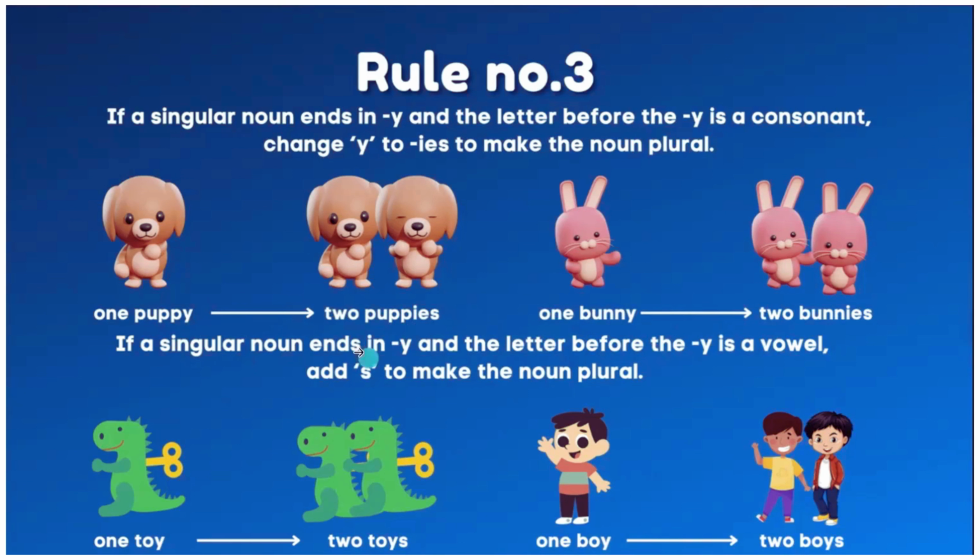Likewise, if a singular noun ends in y and the letter before y is a vowel, then we need to add simply s to make it plural. For example, one toy, two toys. The letter before y is a vowel, so we are simply adding s to it. One boy, two boys.